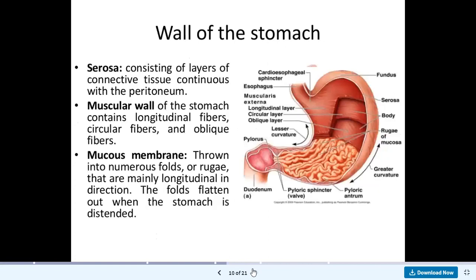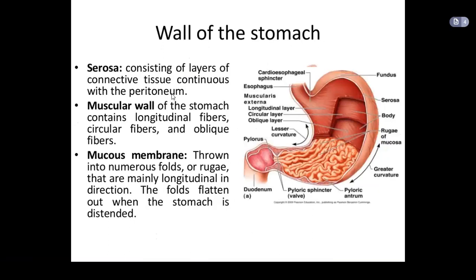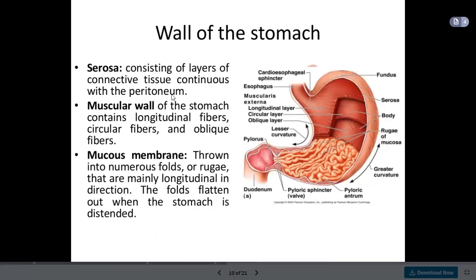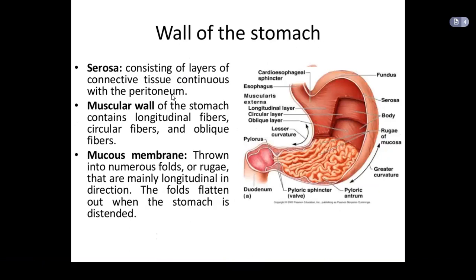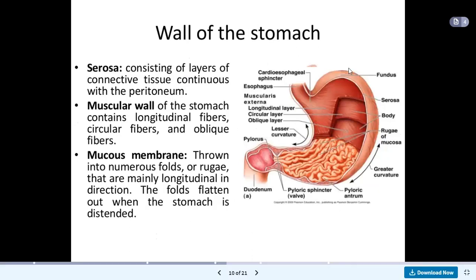Now, so this is the wall of the stomach, a little bit of histology. We have what we call the serosa, which consists of layers of connective tissue continuous with the peritoneum. Maybe we could do this later when we look at the histology of the stomach, only the anatomy. But today, what I wanted us to know is just the blood supply, but I wanted us to know the surfaces, the curvatures, and the parts, okay?